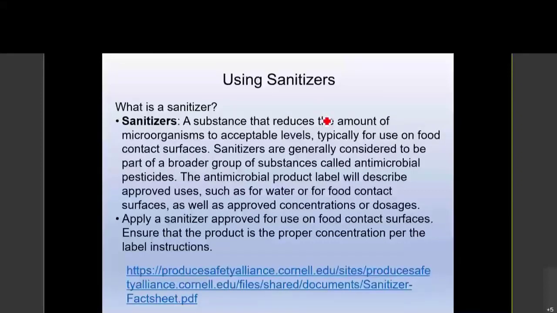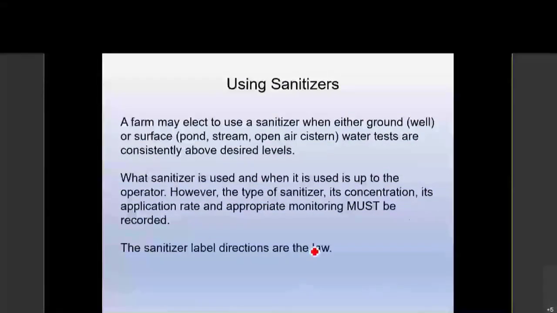All right. And typically we use sanitizers for water or contact surface cleaning. You're going to want to make sure that your sanitizer is approved for food contact surfaces. So that's going to be on the label. It's going to be on the front label. So you may elect to use a sanitizer. I mentioned using an injector when you have surface water that has iffy standards. When your water tests indicate consistent measurements above your desired levels, you may elect to use a sanitizer for irrigation or not.